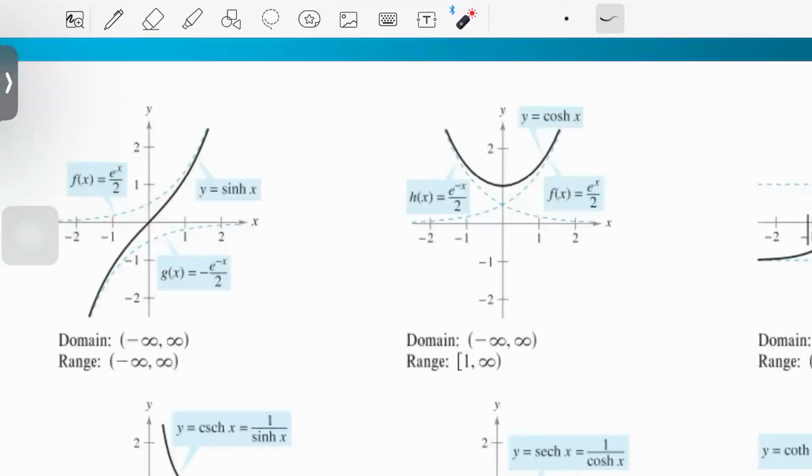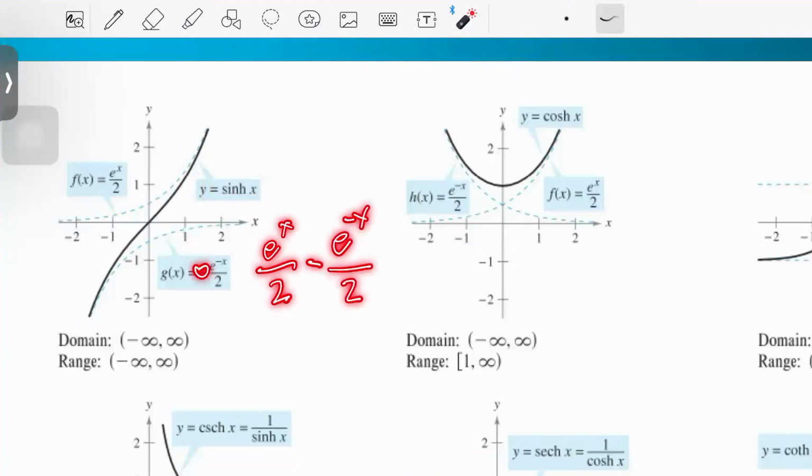This is the e to the x over 2 graph. And this one is the negative of e to the negative x over 2. So if you combine these two graphs, you will get this kind of graph, which is your hyperbolic sine. That is e to the x over 2 plus the negative e to the negative x over 2.